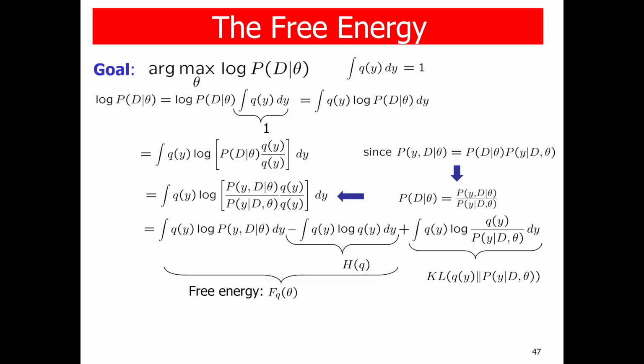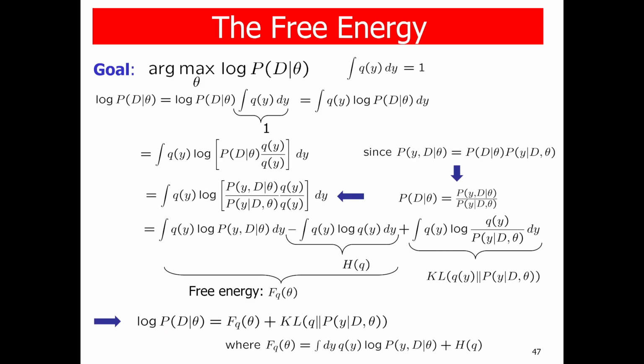For historical reasons, this term is the so-called free energy. This free energy function is denoted by F. It has a parameter q, which is a distribution. Therefore, for any distribution q, the log likelihood function of the data at a location theta equals the free energy function at theta plus this Kullback-Leibler divergence. Here, the free energy function with parameter q at the location theta is just this integral plus the entropy of the distribution q.